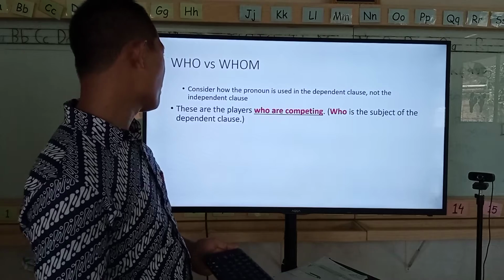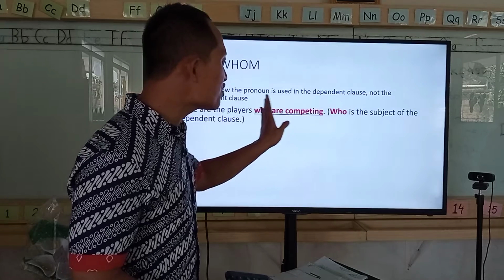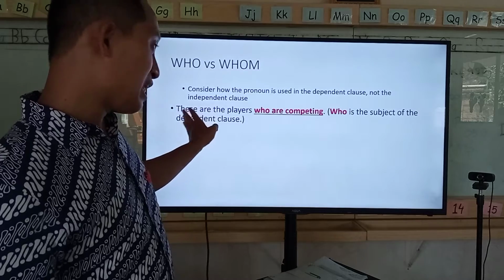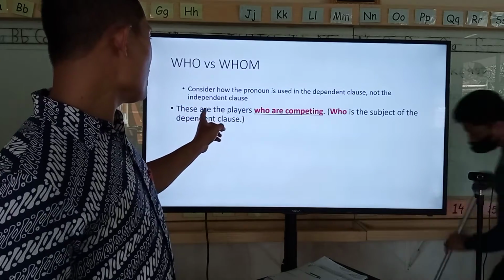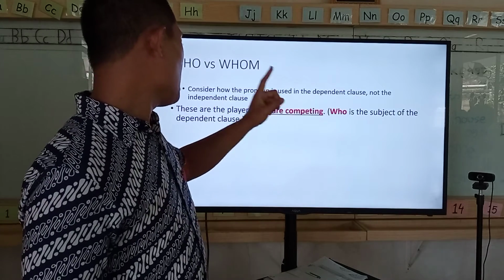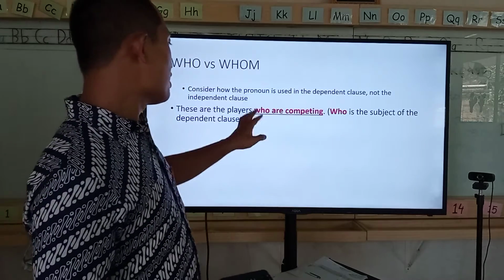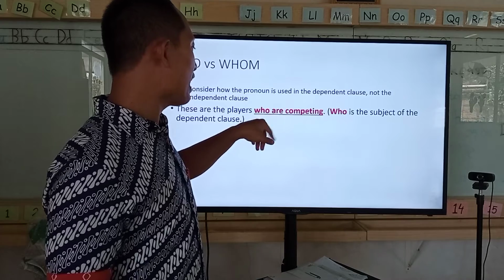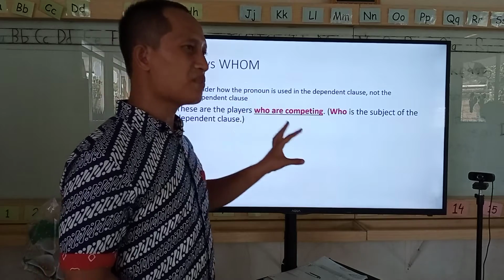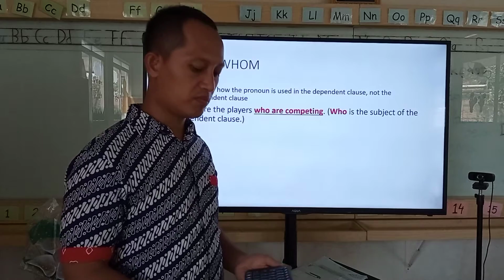Take this as an example. These are the players who are competing. So now let's consider this part, this bit, which is the dependent clause. Now let's break it down into two parts. These are the players, and they are competing. Okay. Now, so they are competing. They is replaced by who, which is the subject. When it is a subject in the dependent clause, you use who, not whom.